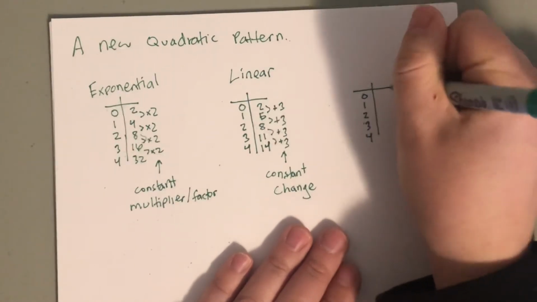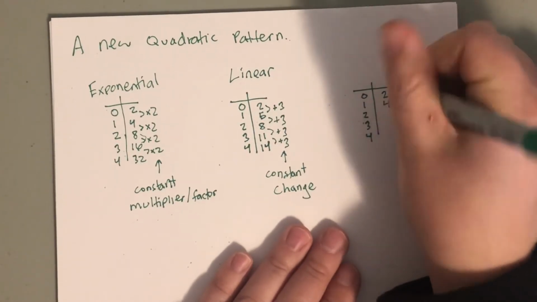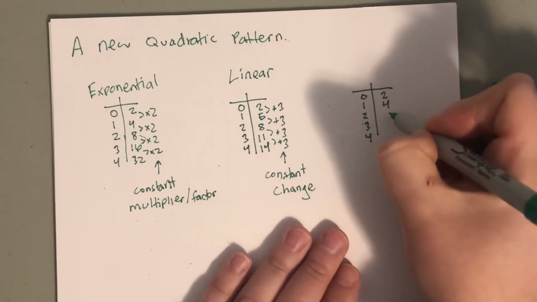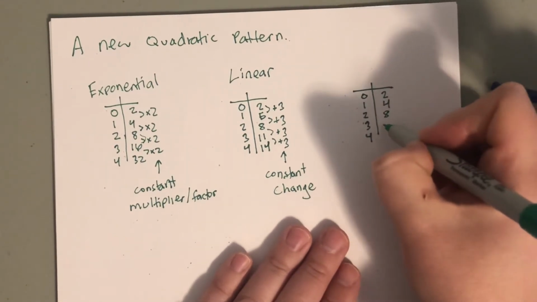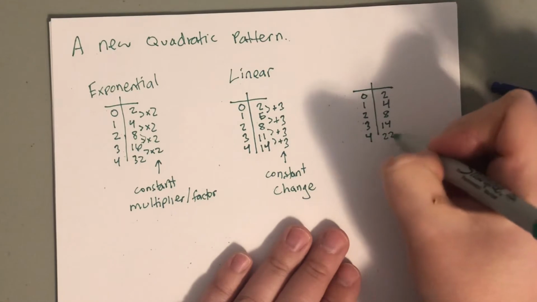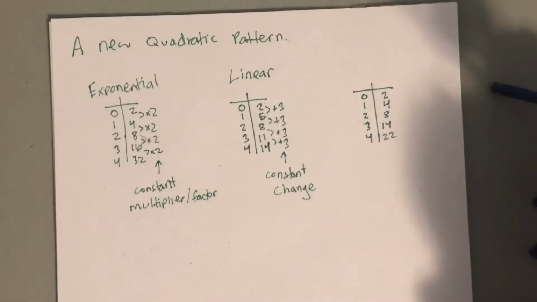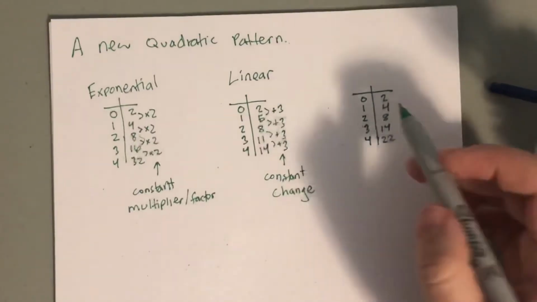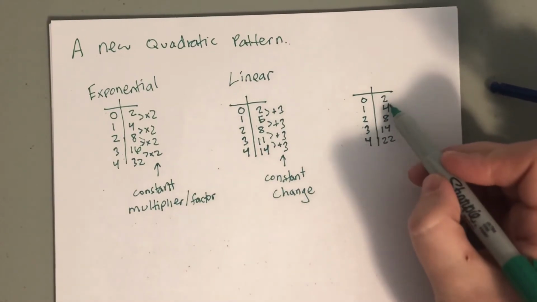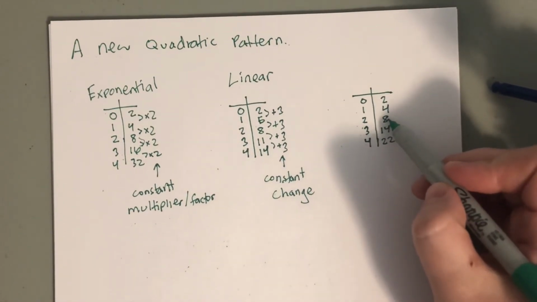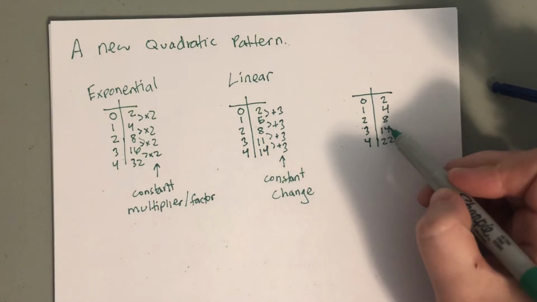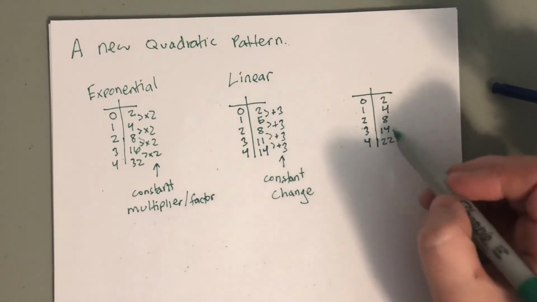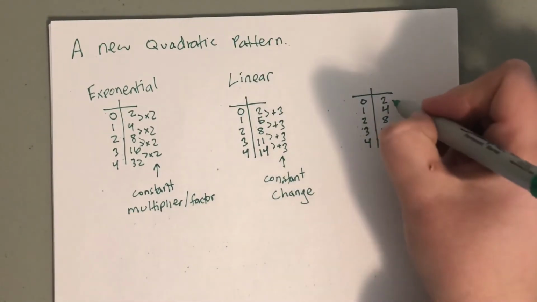A new type of pattern, I'm going to set up like this. Okay, I'm going to say that we start with 2, and then it goes to 4. See if you can see what's happening. 8, 14, 22. Definitely not a constant multiplier. 2 times 2 is 4. 4 times 2 is 8. But 8 times 2 is not 14, it's 16. So this is not a constant multiplier. It's also not a constant change.